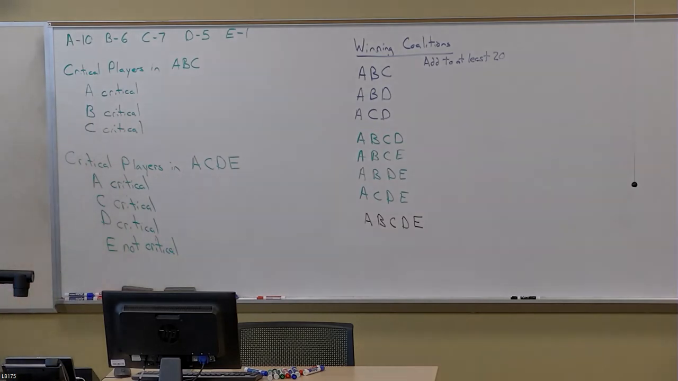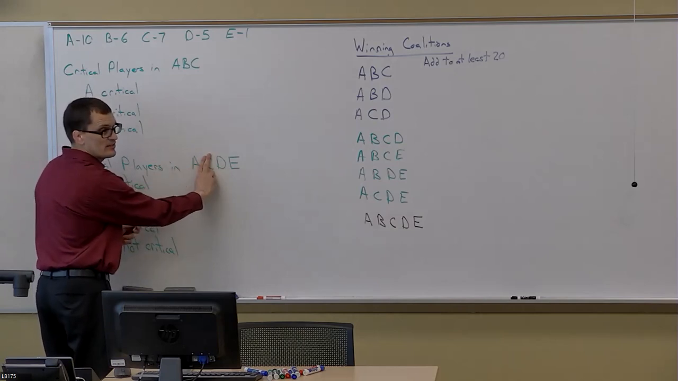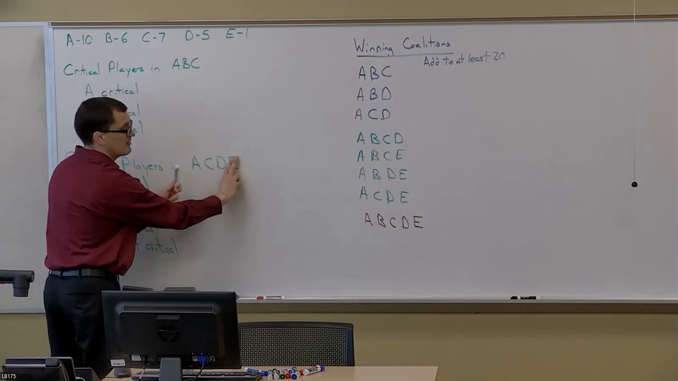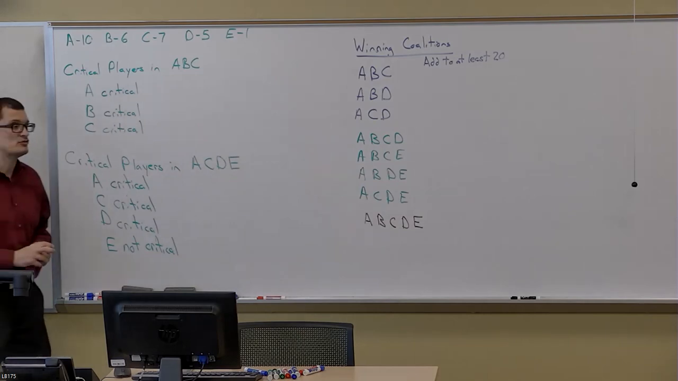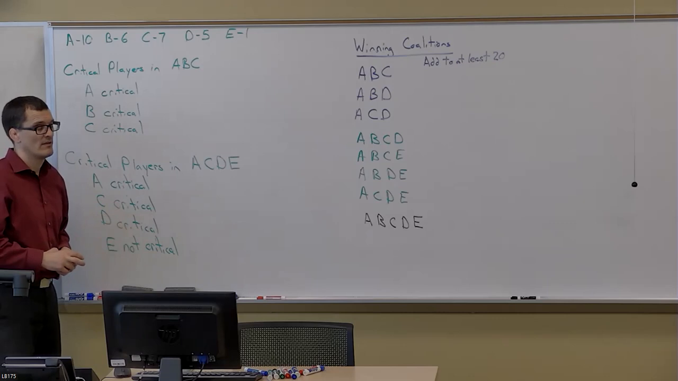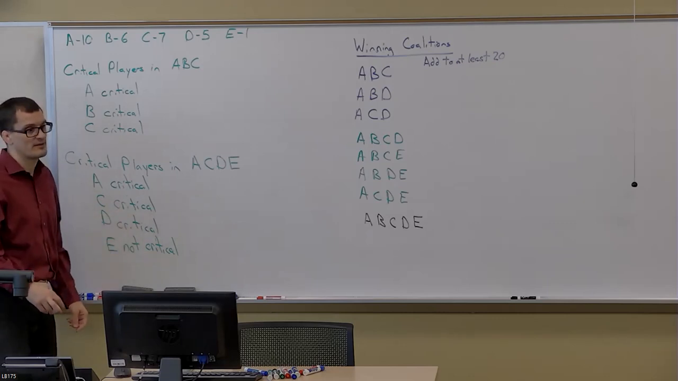So if we listed out all of our winning coalitions, it's pretty easy to see which one's critical, which one's not. Just pretend it doesn't exist and then ask, does that still win? Does that still win? If it doesn't win, then the individual was necessary and therefore critical. If it still wins, then the individual was not necessary.